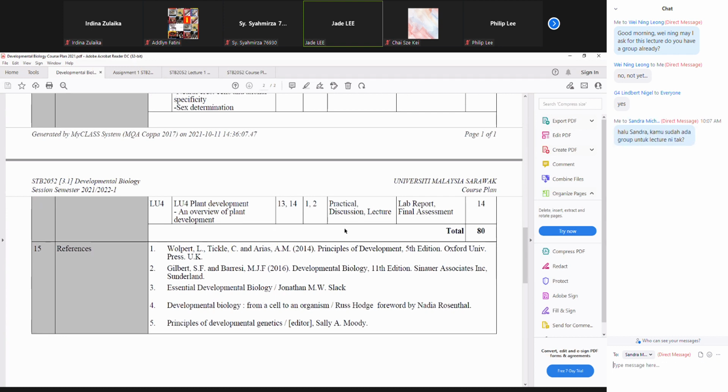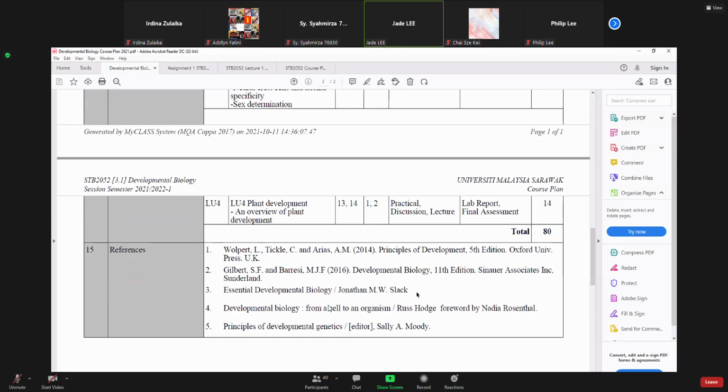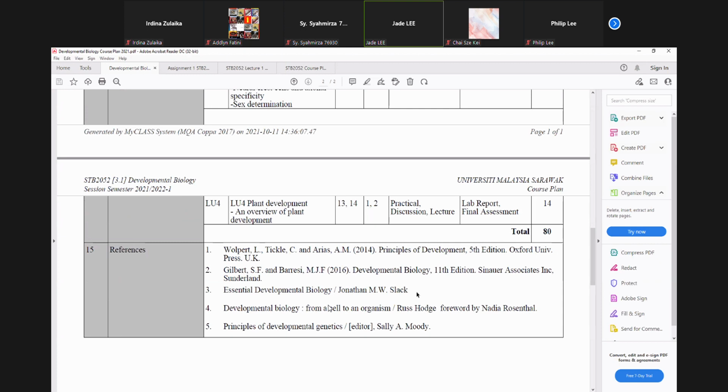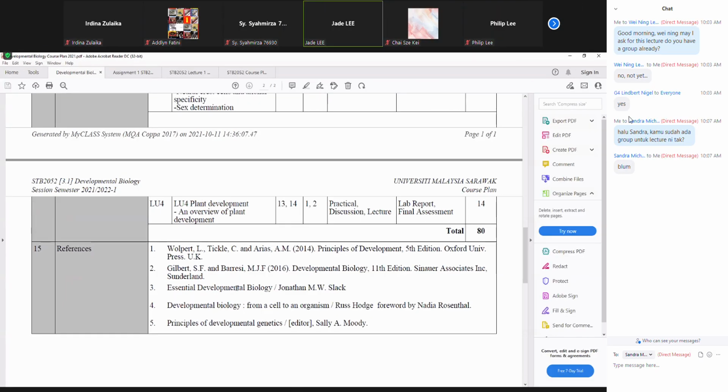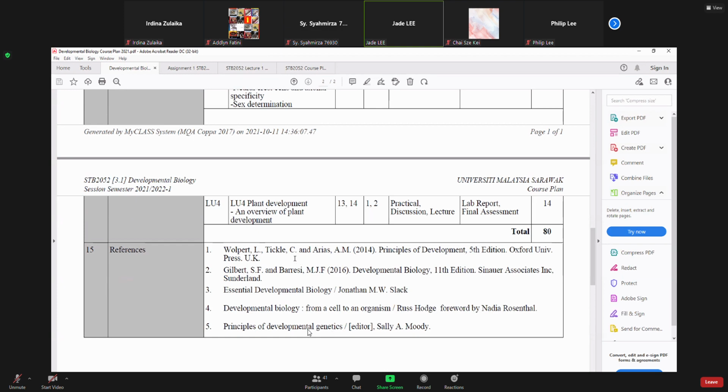I mainly use Wolpert, okay, and also Gilbert, and also Essential Developmental Biology by Jonathan Slack. Jonathan Slack is my professor at the University of Bath, where I did my PhD. And of course, we have Developmental Biology from Nadia, and also Principles of Developmental Genetics, which is by Sally Moody, right? These are the references that you may refer to for this course, right?